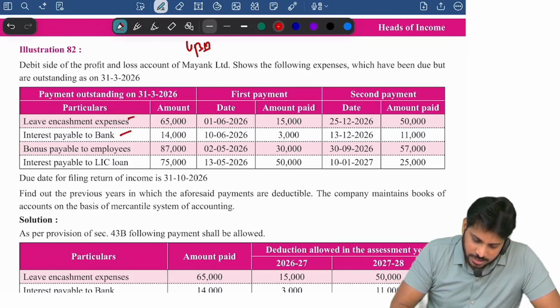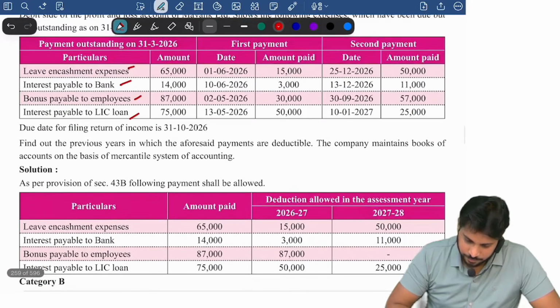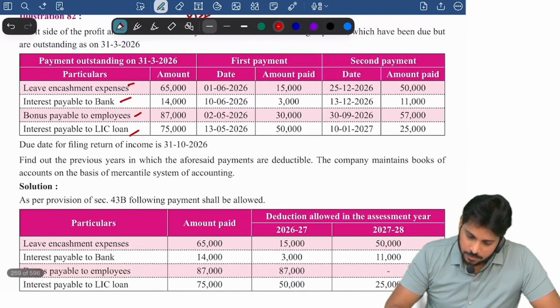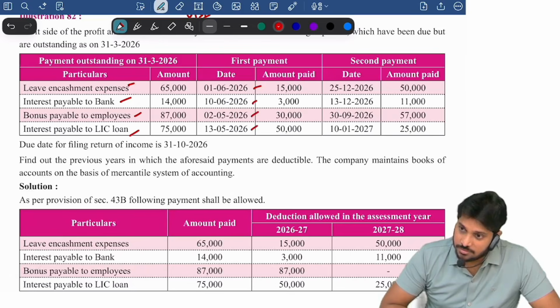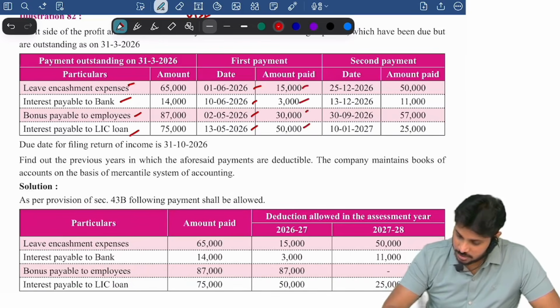Leave encashment, interest payable to bank, bonus payable to employee, interest payable to LIC loan. Look at the first payment, all are within the due date. So amount paid is allowed. This is after the due date, not allowed. This is after the due date, not allowed.